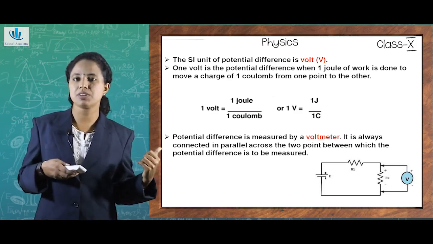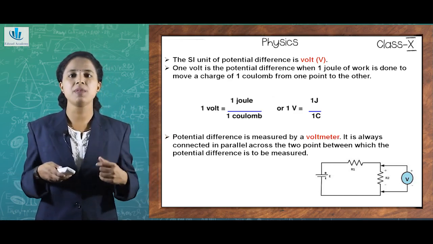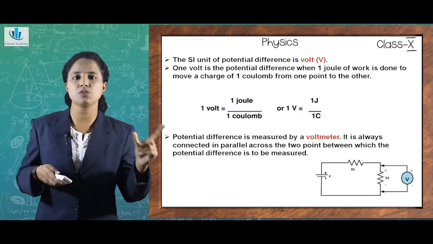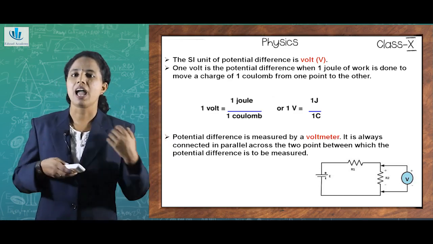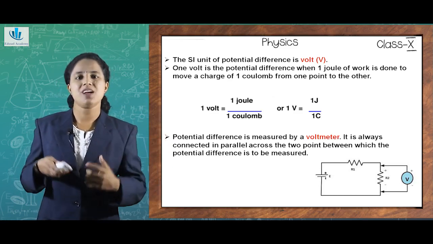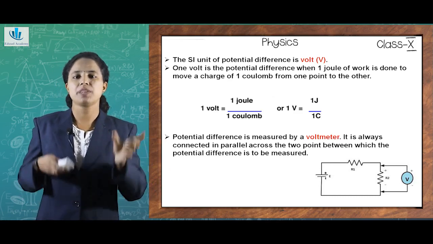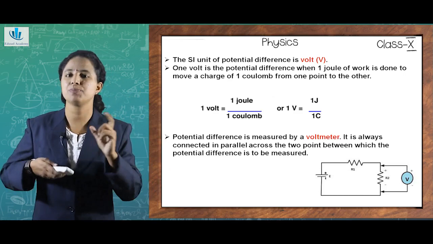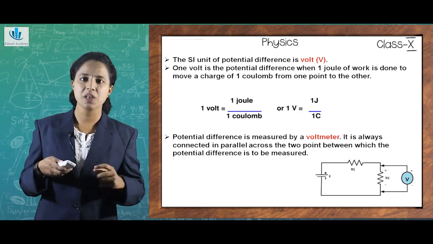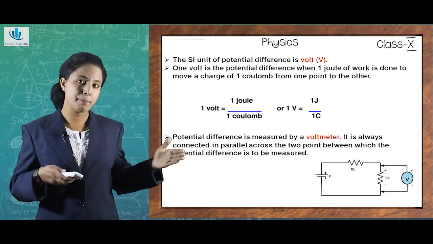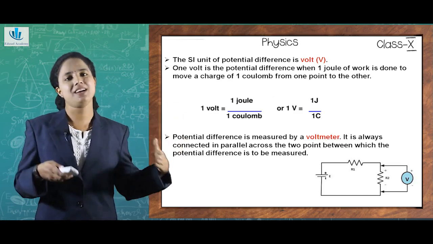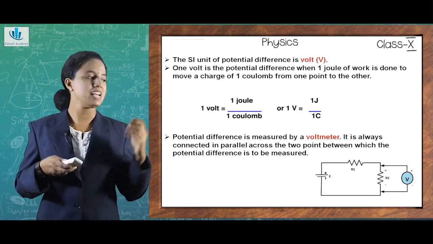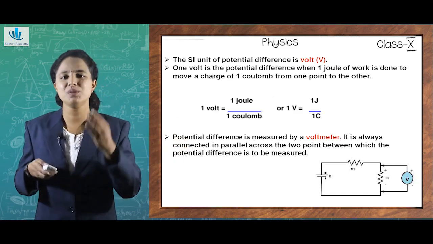Whereas to measure potential difference with a voltmeter, I should always connect it in parallel across the 2 points between which I have to measure the potential difference. For example, if I give you AB and I have to measure the potential difference between those 2 points, how should I connect it? I should connect it in a parallel manner across those 2 points, and I can measure the potential difference just as you can see in the figure.